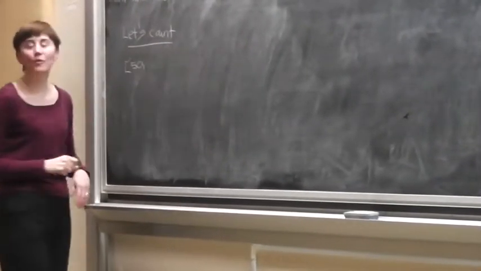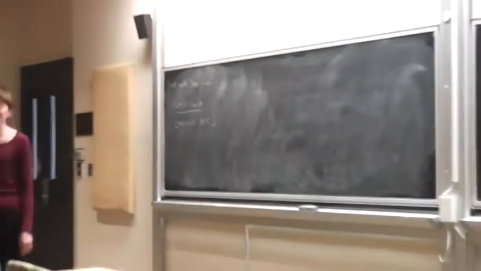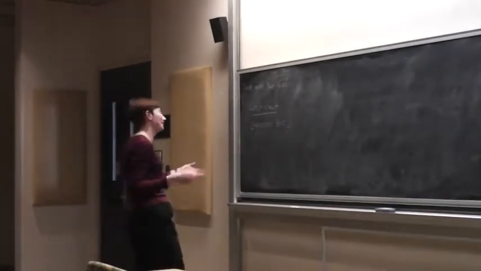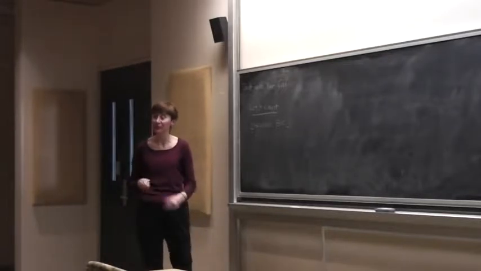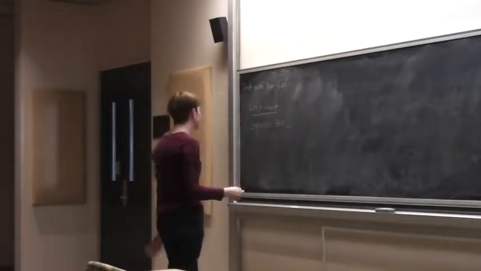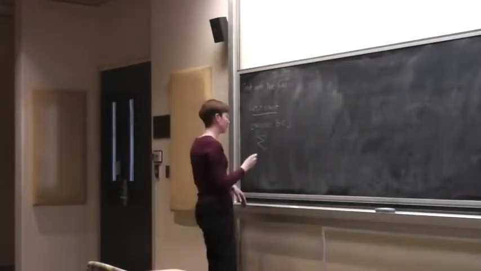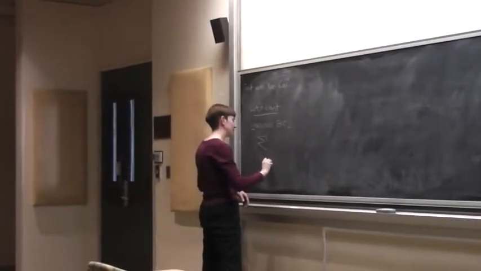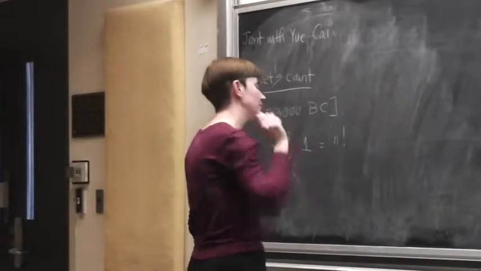So, according to Wikipedia, about 50,000 BC, we all began to count. And if you were a caveman or a cavewoman, and you were trying to count permutations in the symmetric group, what would you do? You would just count them. Let's say you're counting the elements of the symmetric group, and you count one for each, and lo and behold, you would get n factorial.